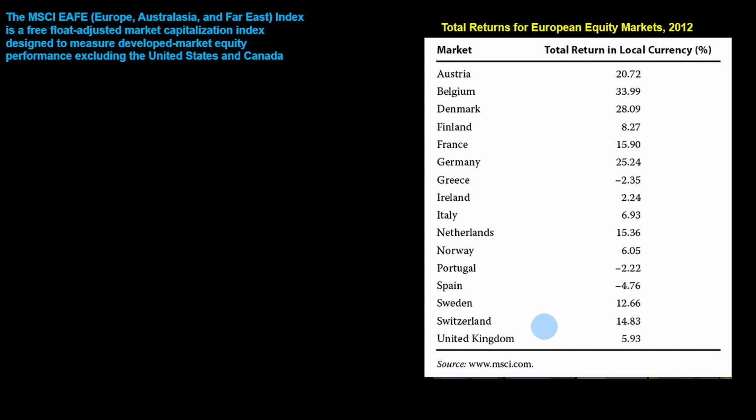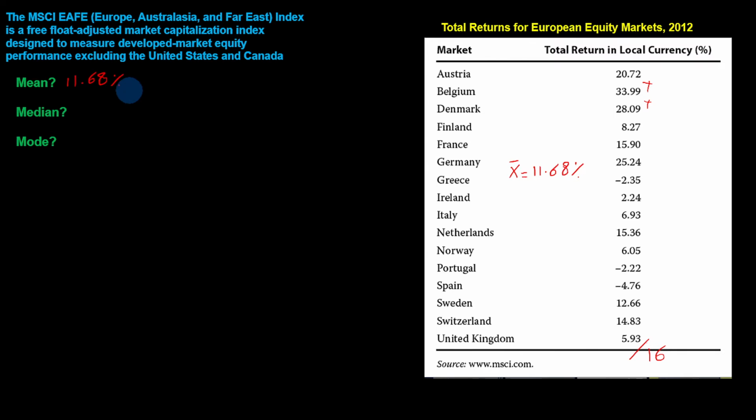So we have total returns for 16 European countries, and we want to find out the mean of our sample, the median, and mode. To find the mean, well, it's pretty simple. It's just that we add up all these returns, then we divide by the total number, which is 16. So our sample mean would result in 11.68%. Okay, so that's our mean.